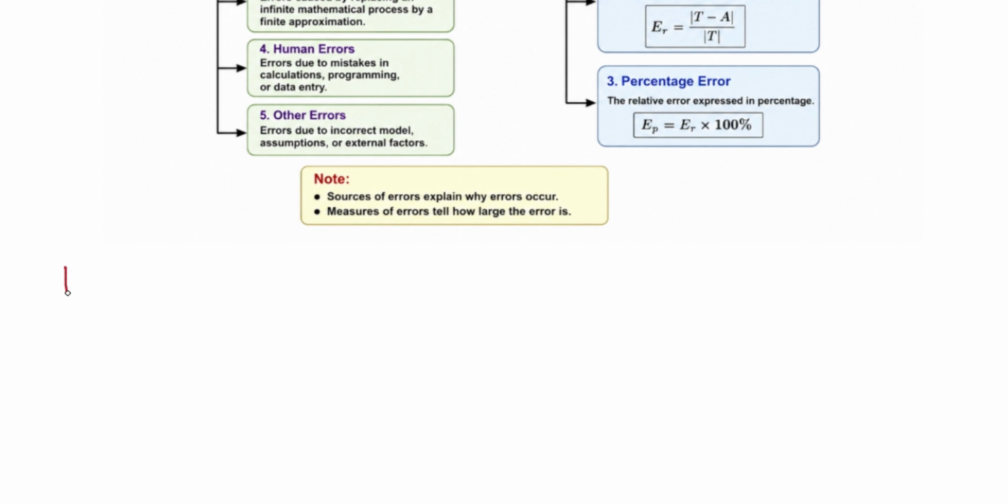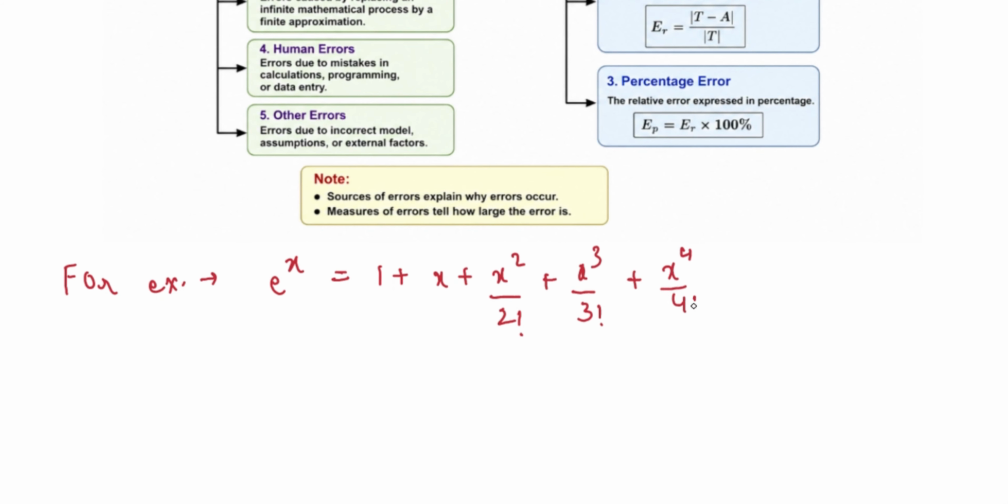For example, if I take the Taylor series of e to the power x that contains infinitely many terms, e to the power x equals 1 plus x plus x square by 2 factorial plus x cube by 3 factorial plus x to the power 4 by 4 factorial and so on. Suppose we approximate it as e to the power x equals 1 plus x plus x square by 2 factorial. The neglected higher order terms are these that produce the truncation error.